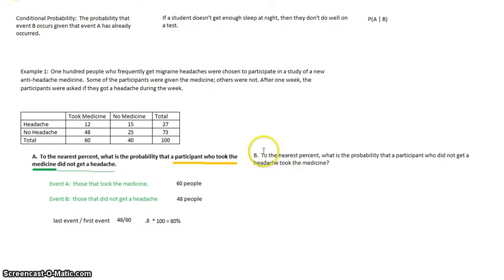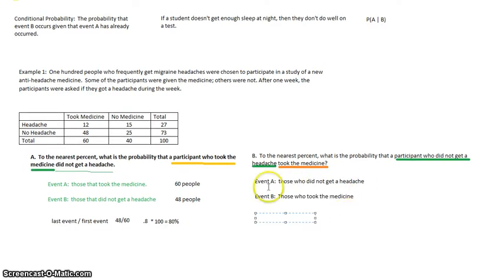Okay, problem B is: to the nearest percentage, what is the probability that a participant who did not get a headache took the medicine? We're looking at two different events here. The first event is participants who did not get a headache, and then the participants who took the medicine. For our first event, I'm going to look at my chart. There were 73 people that did not get a headache.